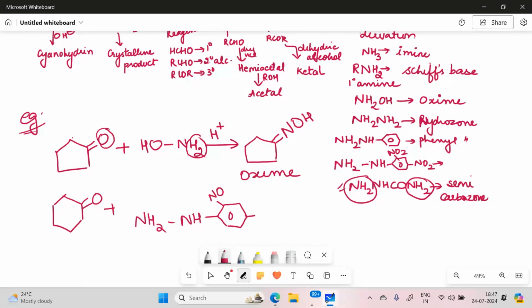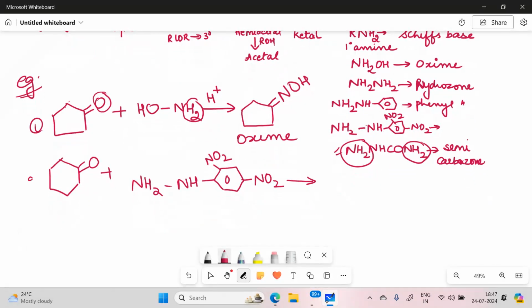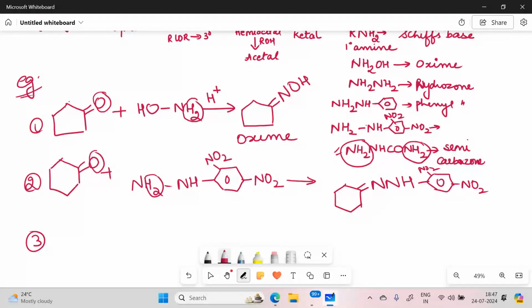Aditi, you have to tell me this one. What should be the answer for this? On the cyclohexane, double bond N, NH, and then the dinitro. It looks complicated, but it's very simple. Again, water has to be removed and combine the remaining part.